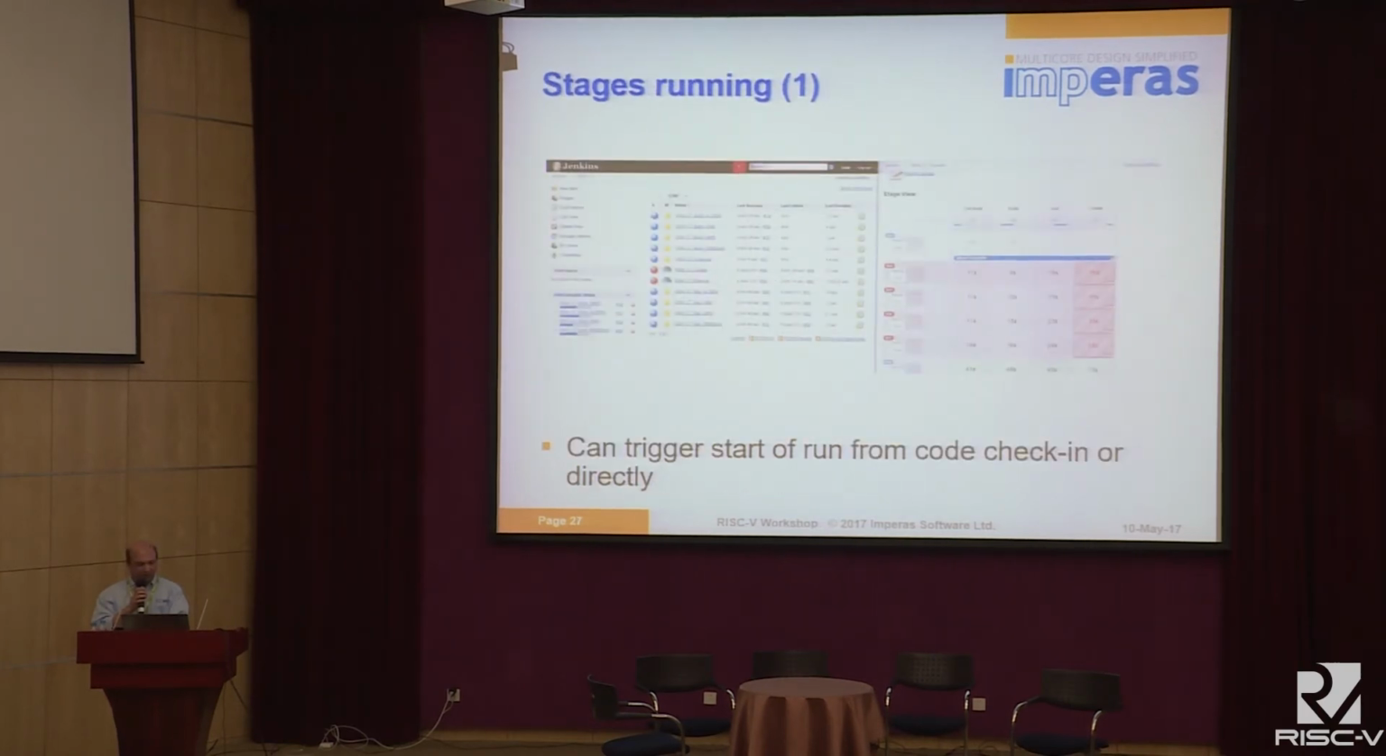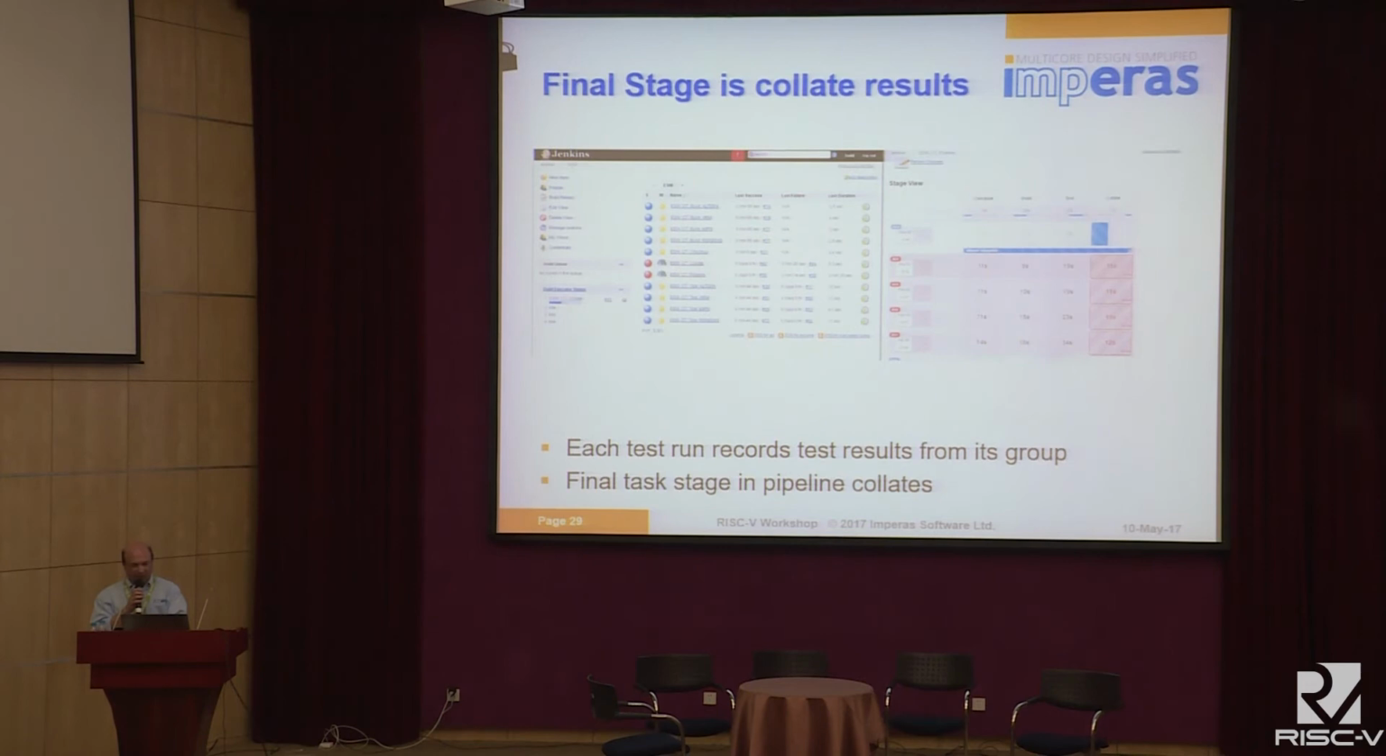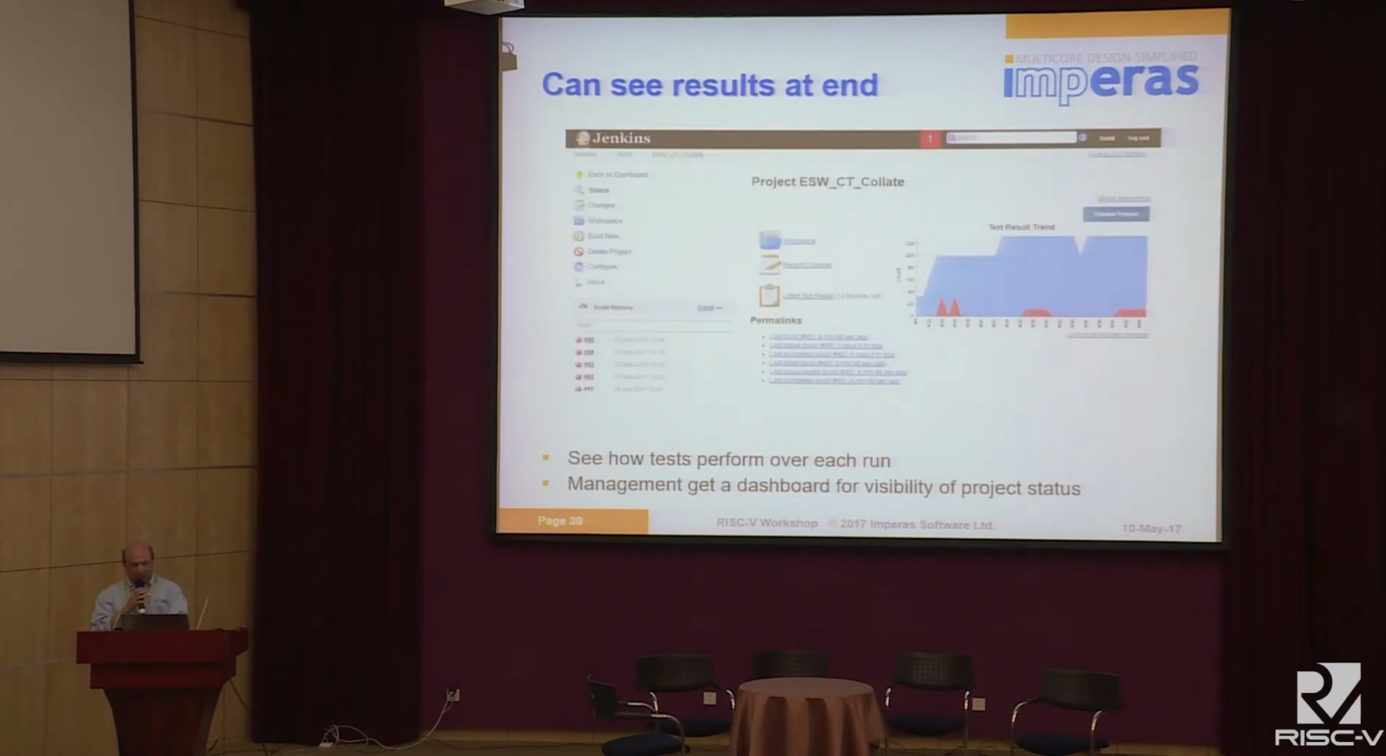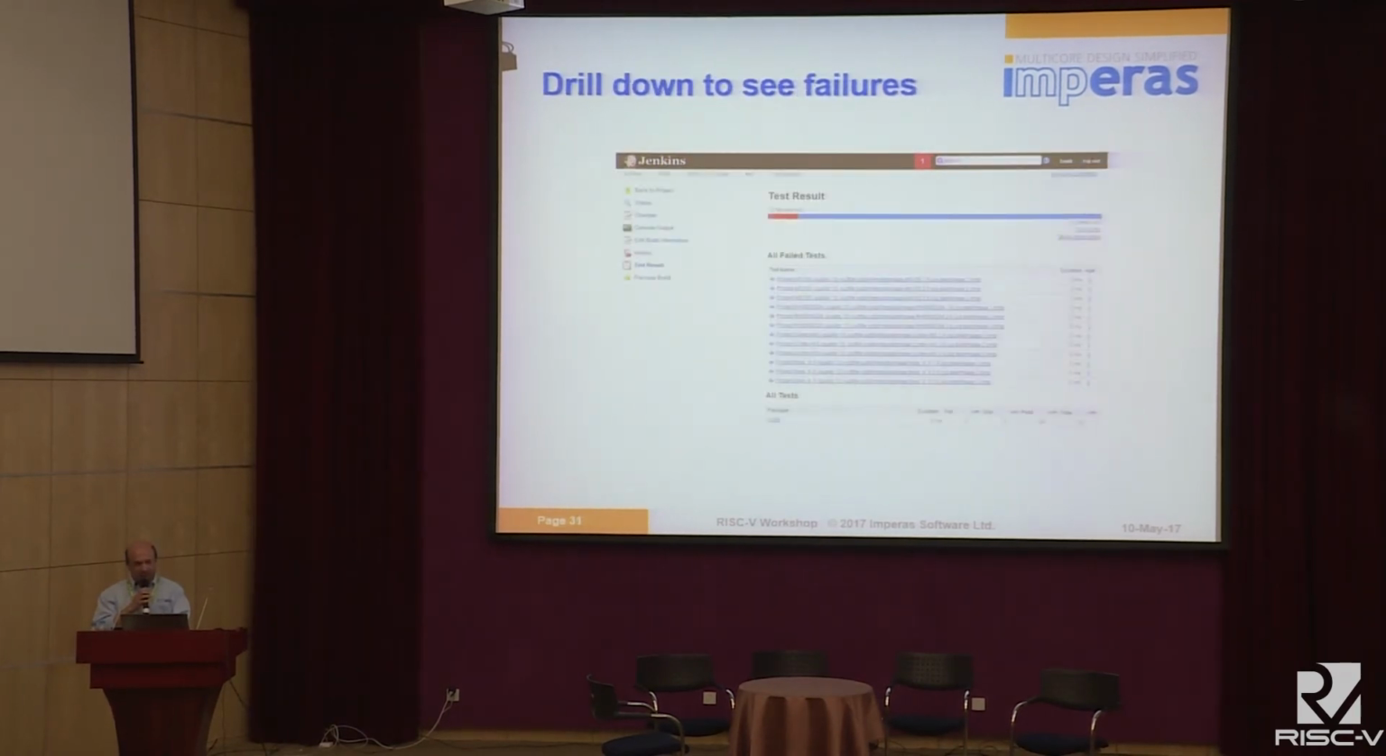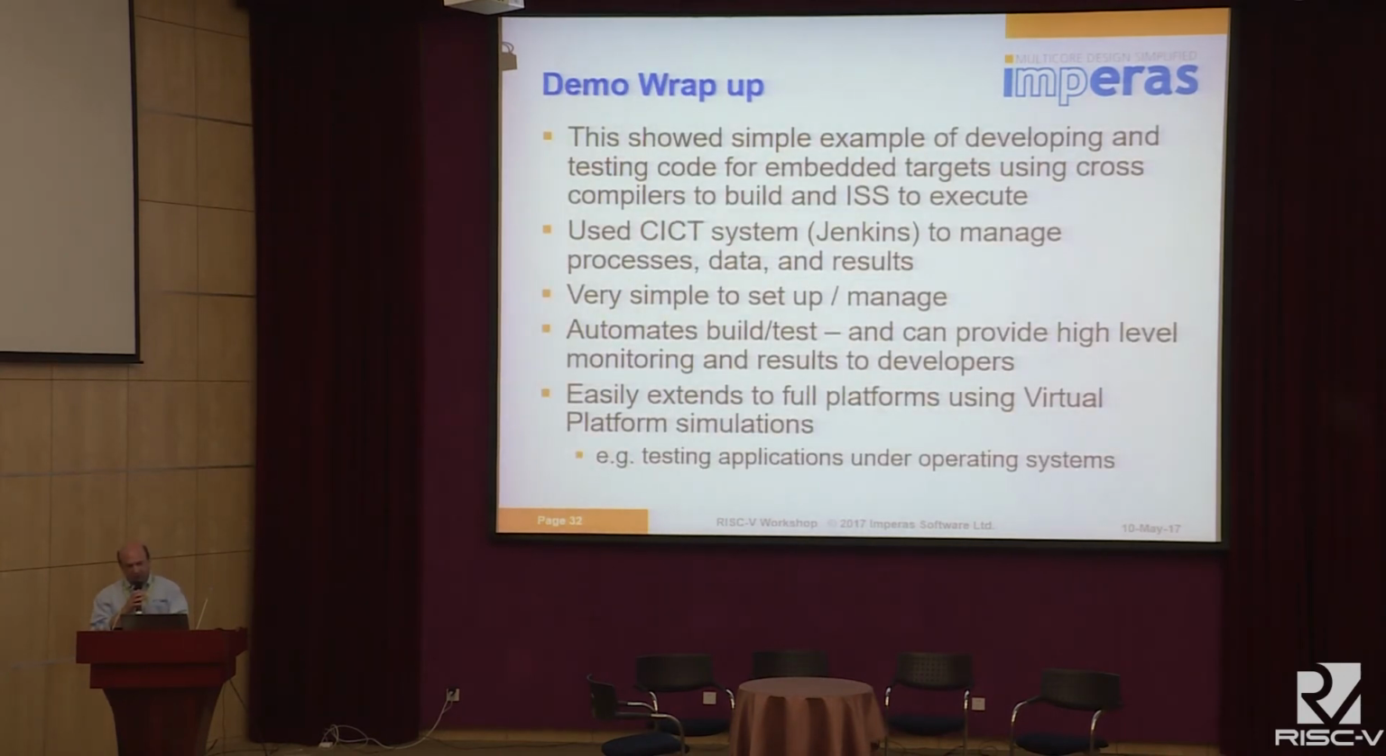I'm not going to spend time on the details of this. But the final stage is to then collate the results. There are some graphical outputs from Jenkins, and you can see the results at the end. And it lets you see how the tests perform over each run. Management gets a dashboard. This is actually very good from both an engineering and an engineering management perspective. Of course, with the dashboard, you can drill down to see the failures.